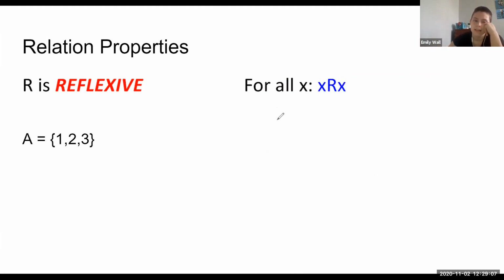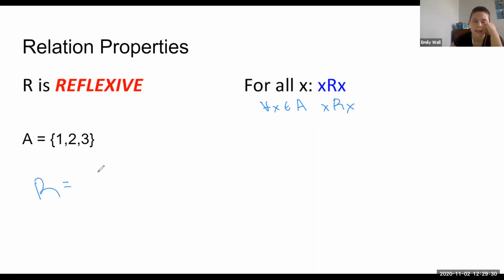Start with reflexive, which says for all x in A, or our domain, it's not really domain, the left side thing. For all x in A, we need x to relate to x, or I call them like same pairs. That's a very math definition. But let's look at some relations.